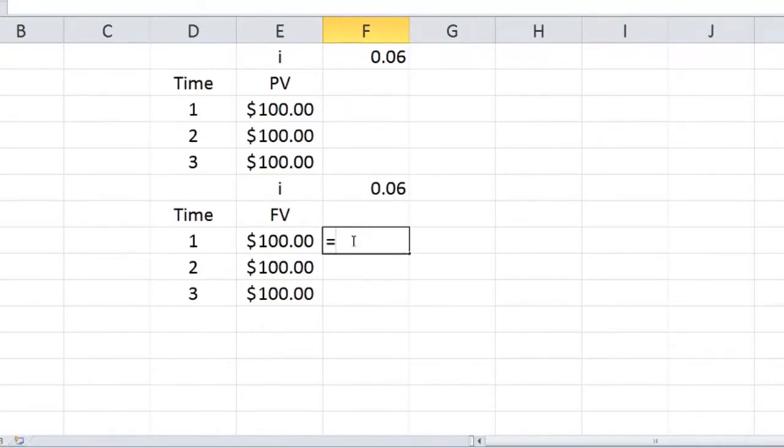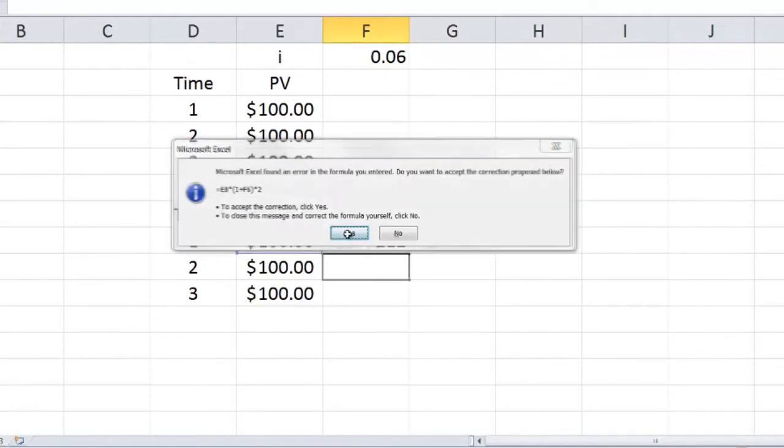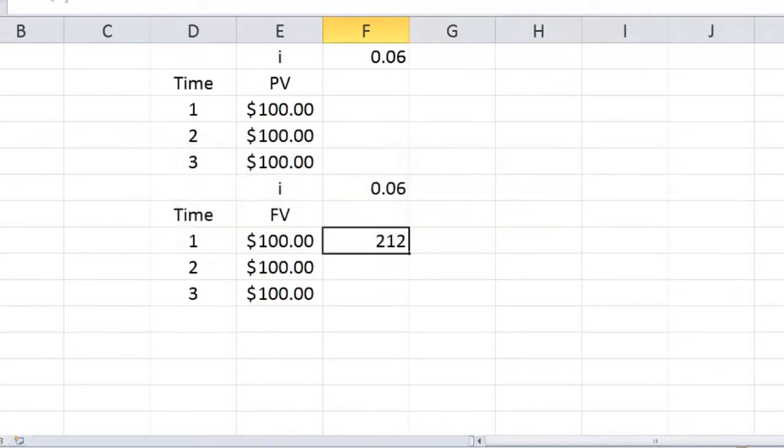So for the future value, for these individual payments, if we're using a regular annuity, we would earn interest here twice. We would earn interest here once. And no interest here.